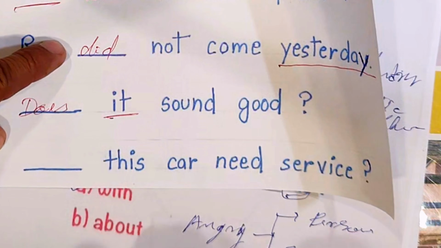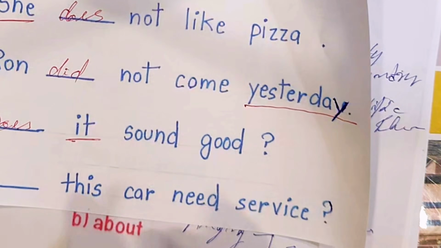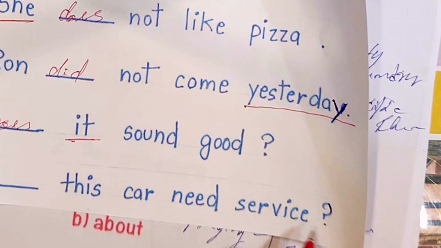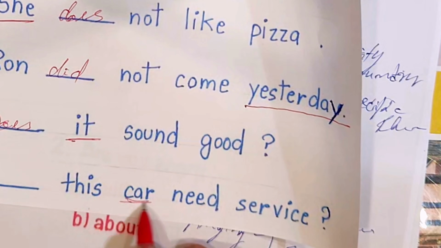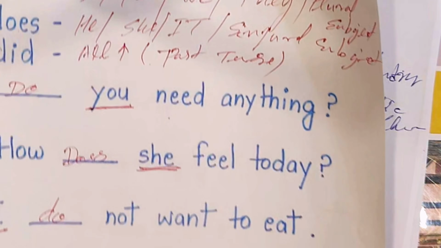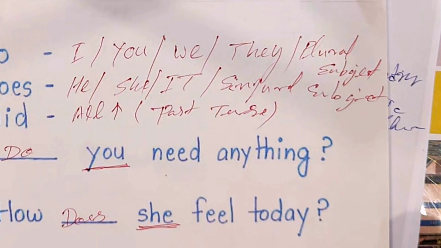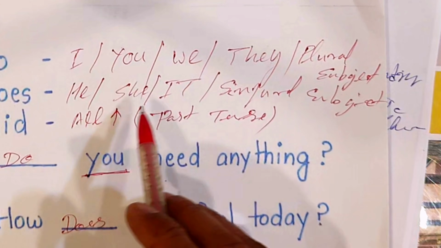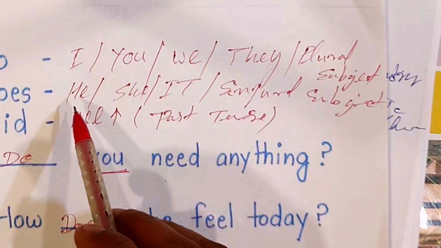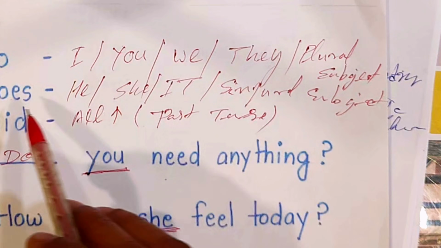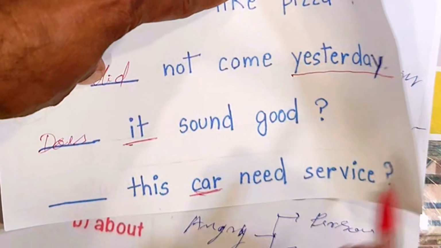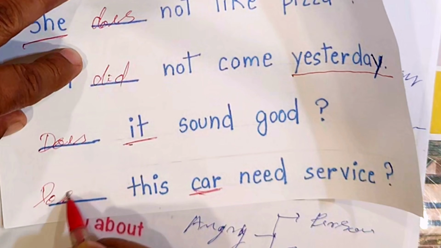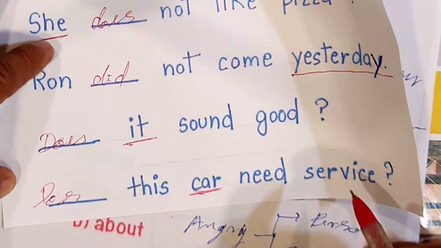And last one, blank, this car needs service. And here is car, and car is a singular form here, and here we use does. So the last one, here we come here, does this car need service.